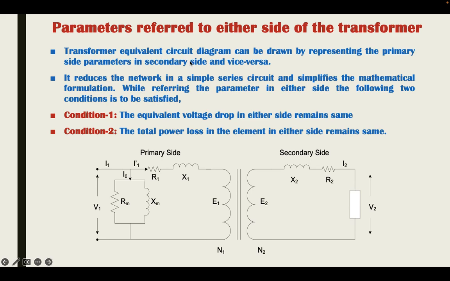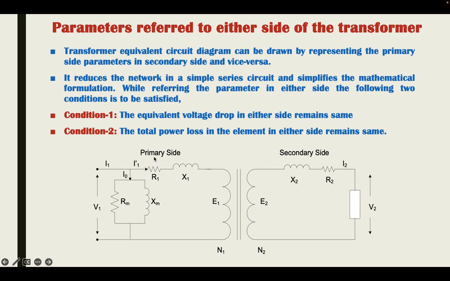The transformer equivalent circuit diagram can be drawn by representing the primary side parameters in the secondary side and vice versa, and that is known as parameters referred to either side of the transformer. This means the secondary parameters can be represented in the primary side, and the primary parameters can also be represented in the secondary side. But there are two conditions to refer these parameters from one side to another. The first condition is that the equivalent voltage drop in either side remains the same.